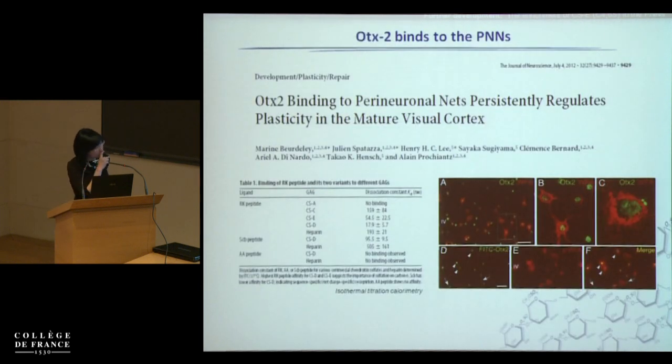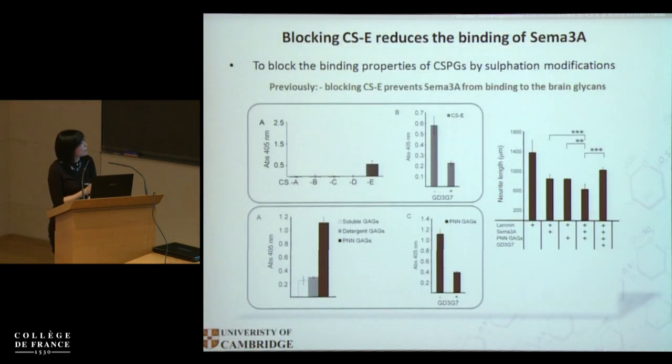You also heard from Geest earlier. Alain has also done a study looking at OTX2 binding to perineuronal nets, and they have suggested that OTX2 binds very specifically to CSE. So this is a biochemical assay looking at the function of semaphorin 3A binding to the perineuronal nets, specifically through the CSE.